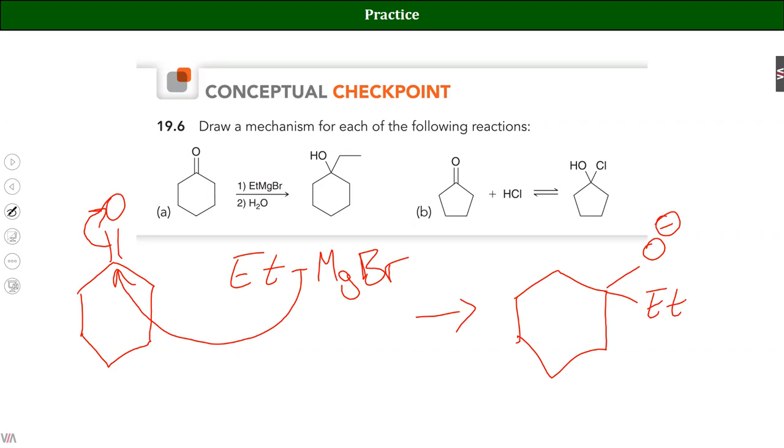And then step two is you add water to it, partly to use up the leftover Grignard reagent and partly as a proton source, mostly as a proton source. And again, that could be anything. For instance, methanol or ethanol are also common proton sources here.